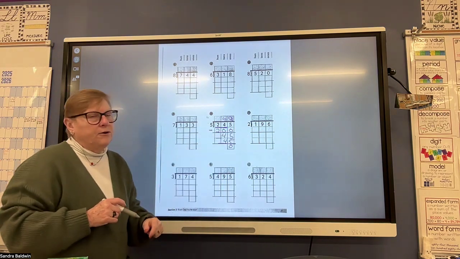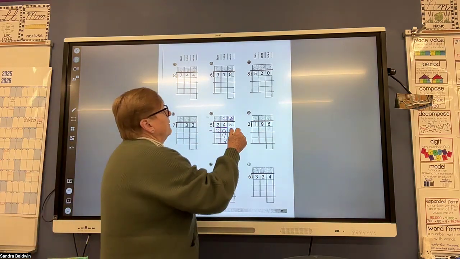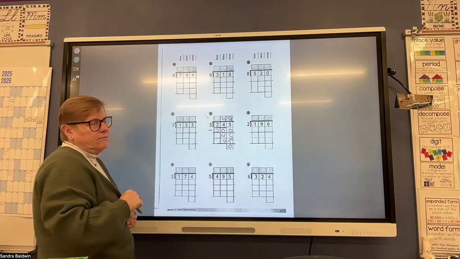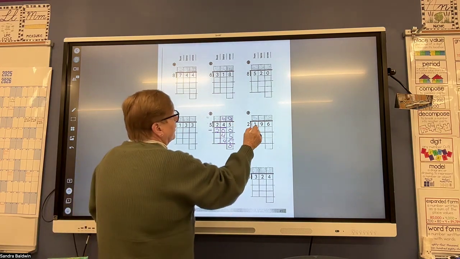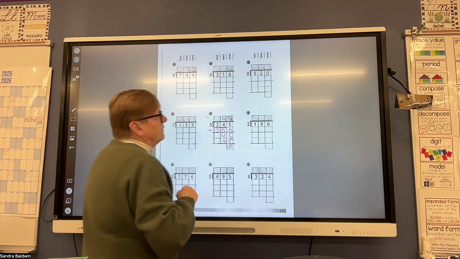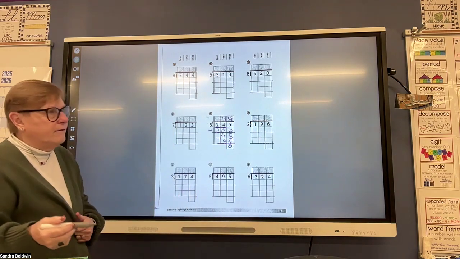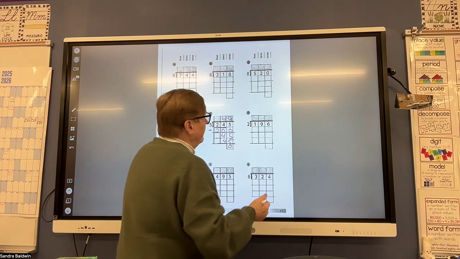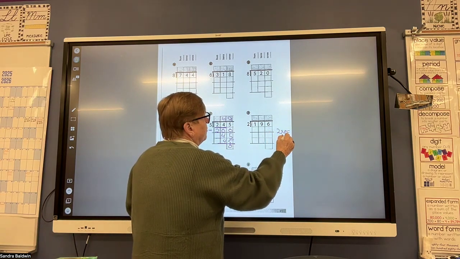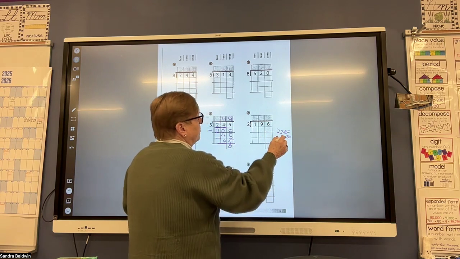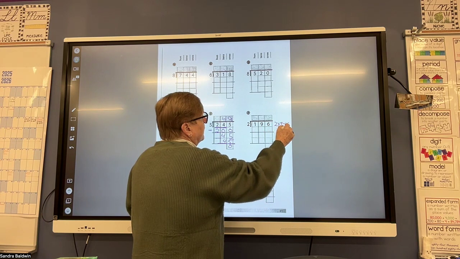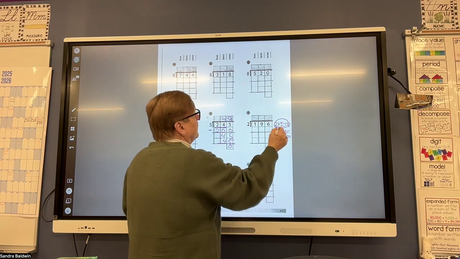The next question, 196 divided by 2. Can I say 1 divided by 2? No. So I'm going to look at these two together. 19. 19 divided by 2. Well, how many groups of 2 can fit inside 19? Well, I know that 2 times 10 equals 20. That's too much. So I'm going to go to 2 times 9. That equals 18. That's the one I need.